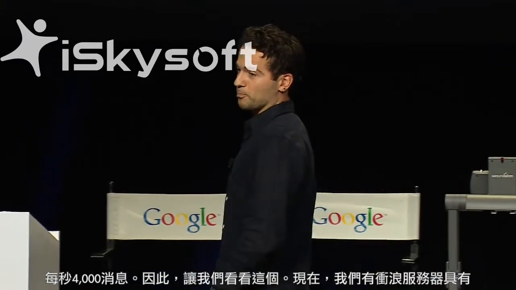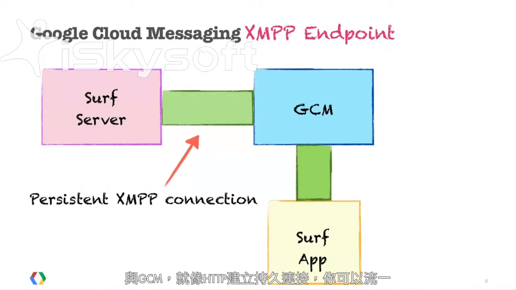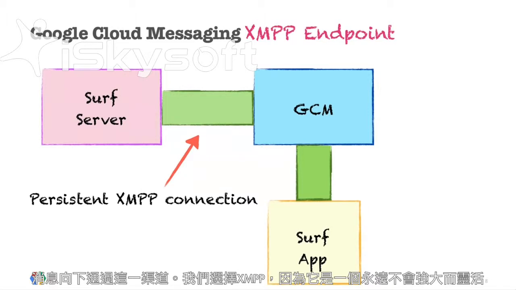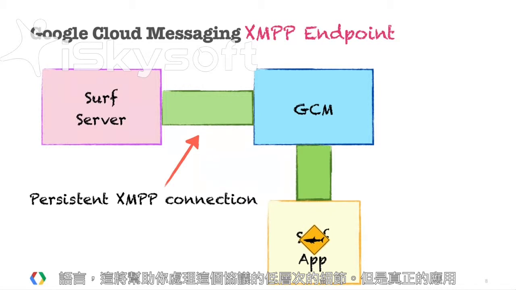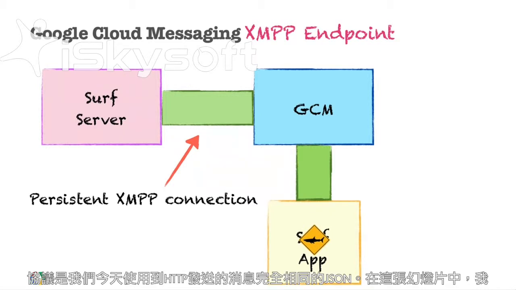So let's look at this. Now, we have a surf server, which has a persistent connection established with GCM, and now the device is connected to it. And just like with HTTP, you can stream a message down via this channel. Now, we picked XMPP because it's a very robust and flexible protocol, and it's also widely used, and there are multiple libraries in multiple programming languages that will help you deal with the low-level details of this protocol. But the real application protocol is the same exact JSON you use today to send messages on HTTP.